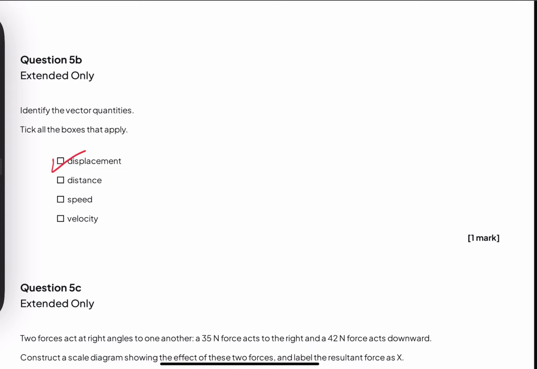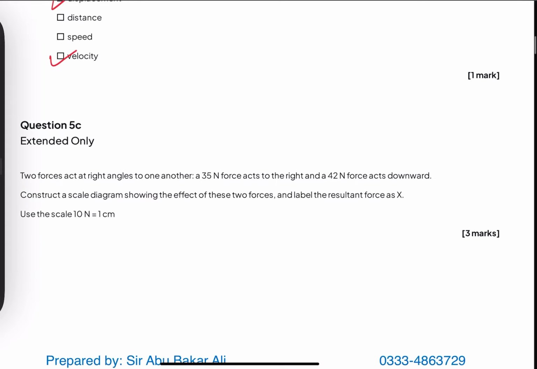Question 5b, identify the vector quantity. Displacement is a vector quantity and velocity is a vector quantity. Okay, distance and speed are scalar.